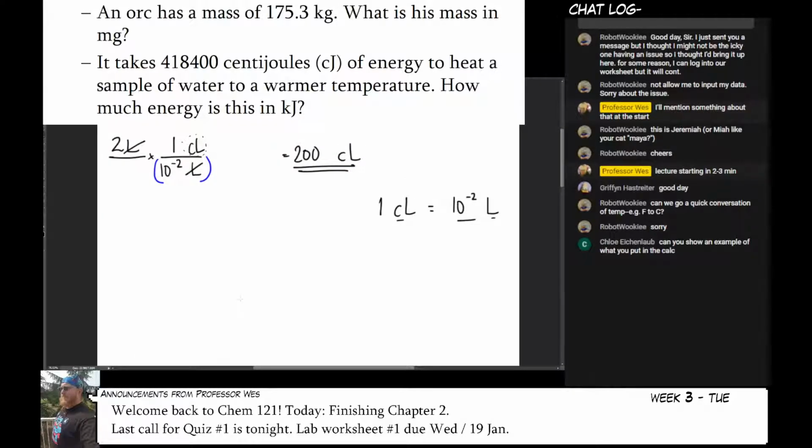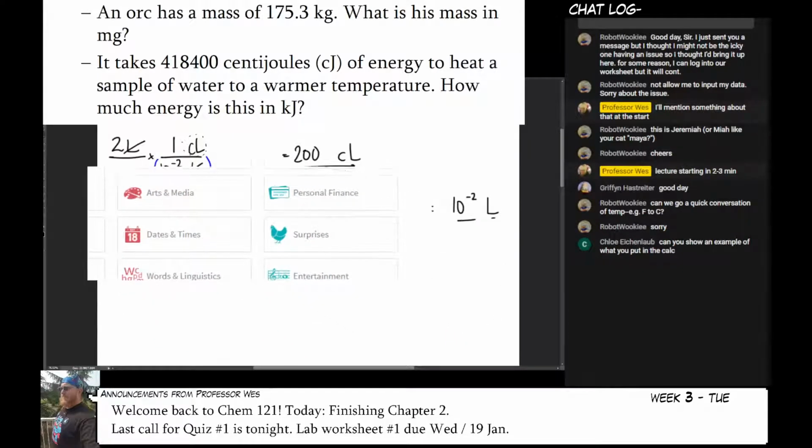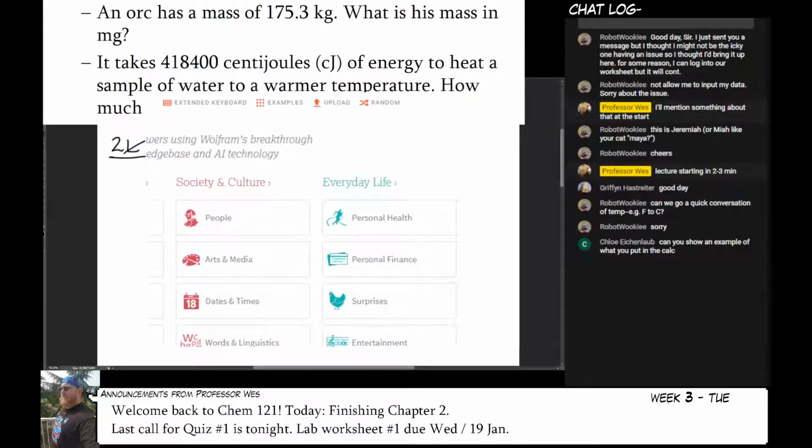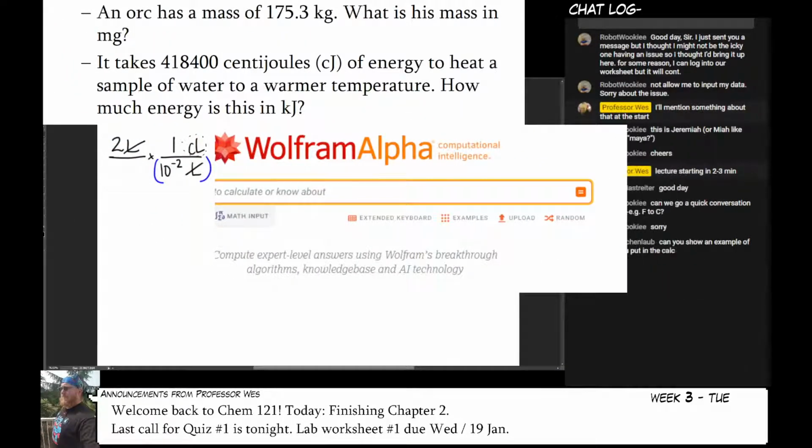Let me put this right here. Can I show an example of what I put in the calculator? This is where I wish I had my TI emulator set up. I meant to do that, but I completely forgot. So if you don't have a calculator handy, what you can do is use a web page. There we go. So this is Wolfram Alpha.